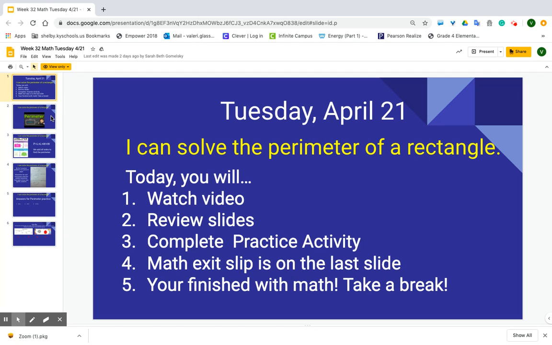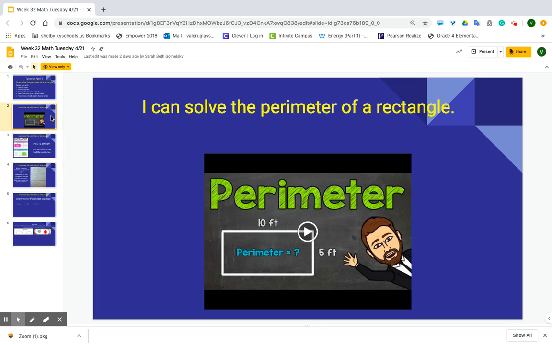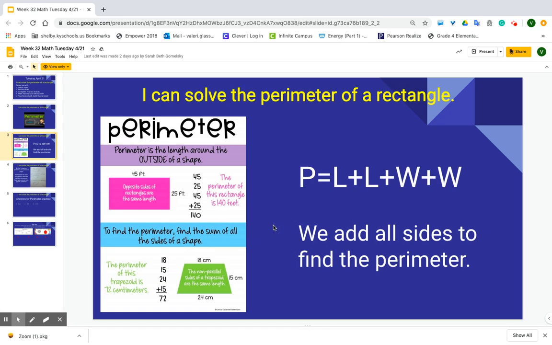The last thing you're going to work on today is your math. Yesterday you worked on area of a rectangle, and the area of a rectangle was the width times the length. Today you're going to look at the perimeter. Here's a quick video that shows you what perimeter is. When you're finished watching that, here is your anchor chart. Perimeter is your length plus your length plus your width plus your width.